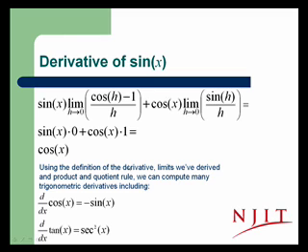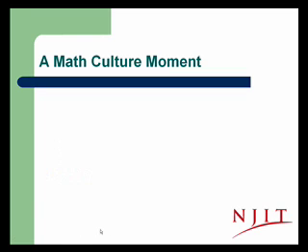We can use the definition of the derivative, the limits we've just derived, and the product and the quotient rule to find many other trigonometric derivatives, including the derivative of cosine x, which is minus sine x, and the derivative of tan x, which is secant squared of x.